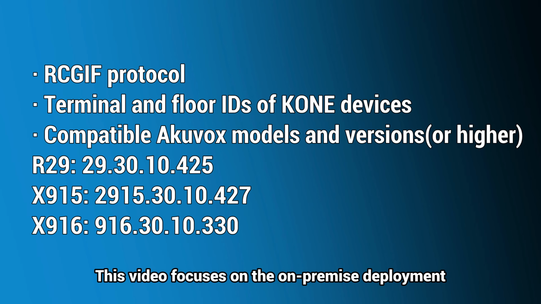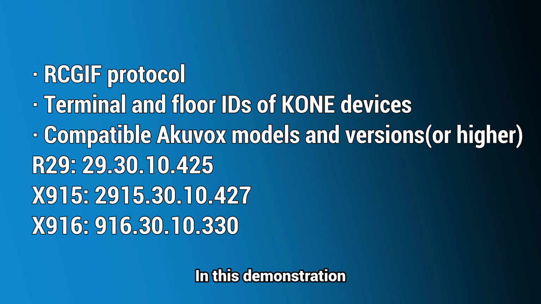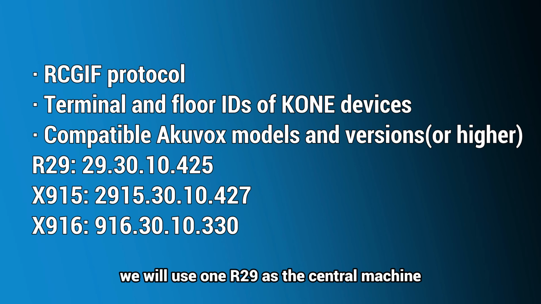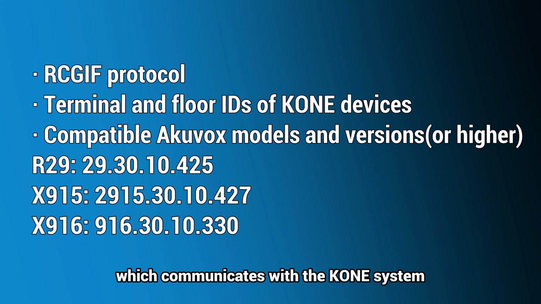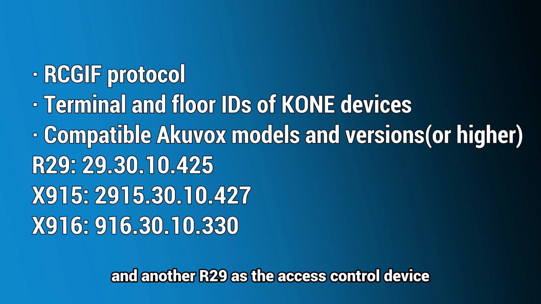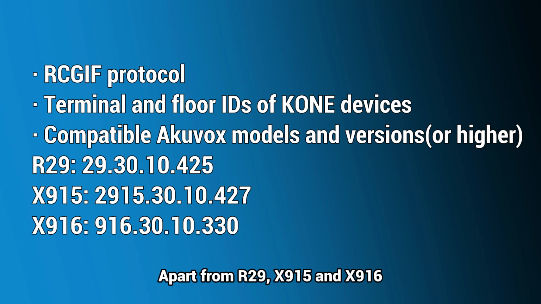This video focuses on the on-premise deployment. In this demonstration, we will use one R29 as the central machine, which communicates with the KONE system, and another R29 as the access control device. Apart from R29, X915 and X916, with specific versions, can also work as the central machine.